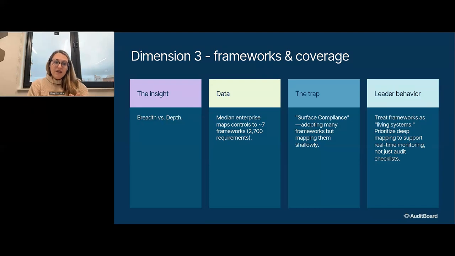What we found when we look at the telemetry data is that in the months where data was available, the median enterprise maps its controls to about 7 different frameworks, which is around 2,700 requirements, which is a lot. And if you think about yours, you might say, yeah, we're something similar to that.